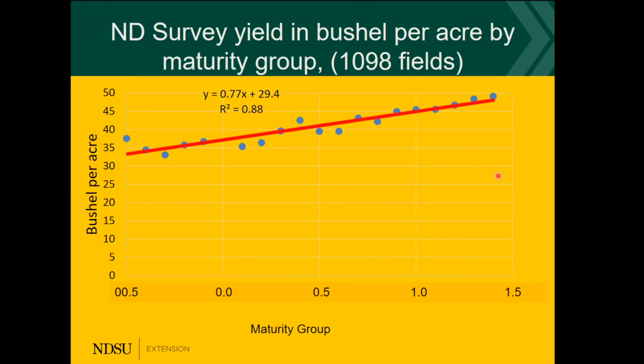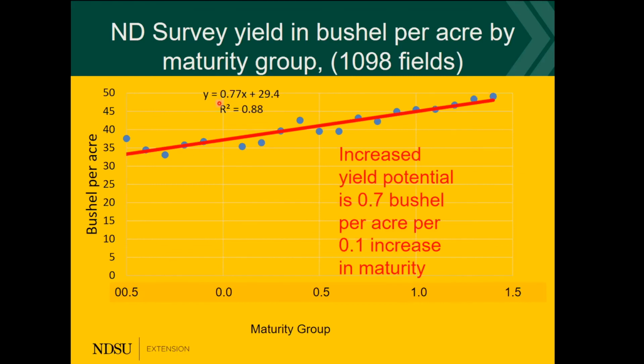What maturity do you have and what yield did you get? So here are the maturity groups from a double 0.05 all the way to 1.4 and the bushels per acre. And again, you see this nice trend line. So in other words, if you look at the formula, you can come to the conclusion that if you can increase your maturity by 1/10 of a point, you can probably gain 0.7 bushel per acre. So if you go from an 0.6 to an 0.7, you can gain.